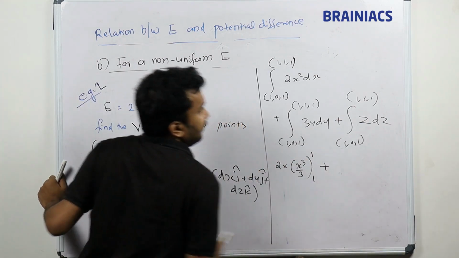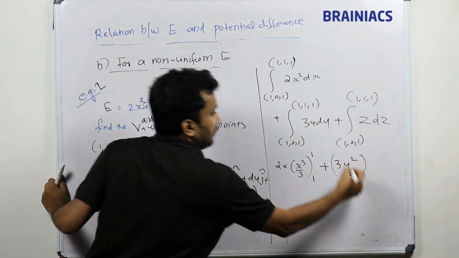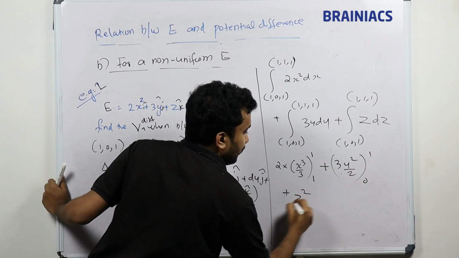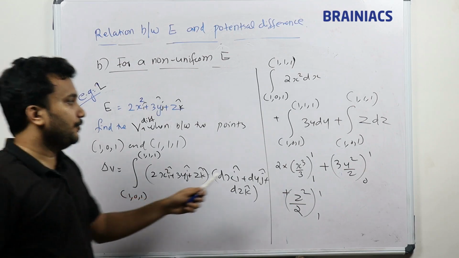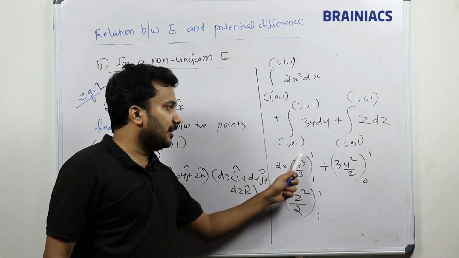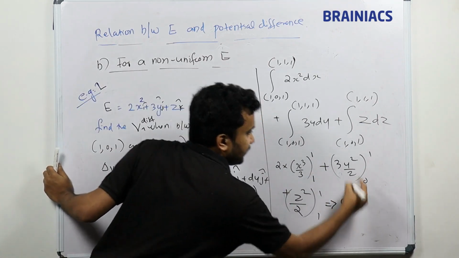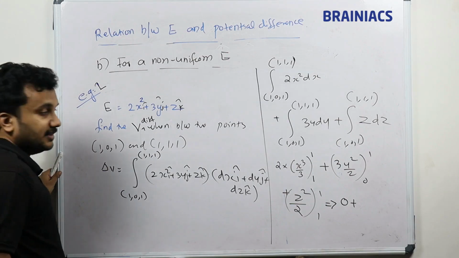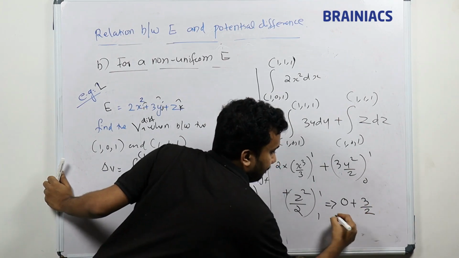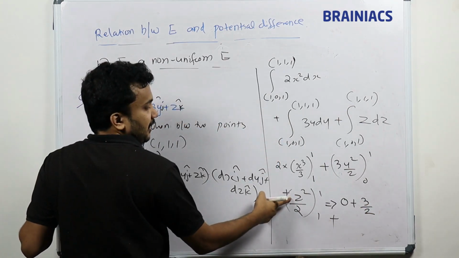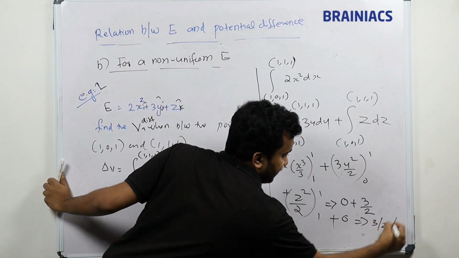Plus the y term, 3 into y square by 2. Y changes from 0 to 1. Plus z square by 2. Z changes from 1 to 1. Applying upper limit minus lower limit, the first term becomes 0. Second term, 3 into 1 square by 2, so 3 by 2 minus 0. Plus the z term, 1 square by 2 minus 1 square by 2, which is also 0. So the answer is 3 by 2.